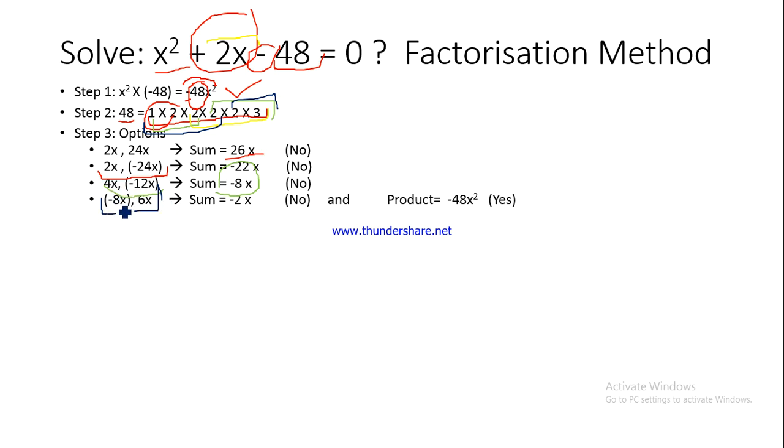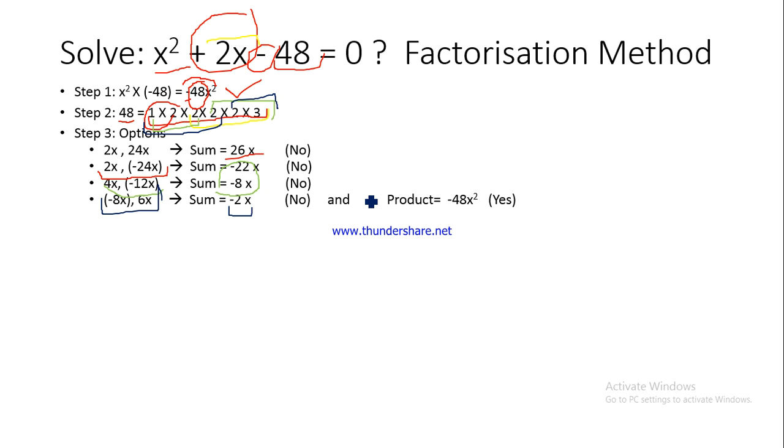I will split it in this particular fashion. I will use minus x in one of the instances. So I have used minus 8x here, and the second term, which is 6x. So in one of the instances I am using the minus sign. So now the sum will be minus 8x plus 6x, and this is minus 2x. I don't want that because my sum should have been plus 2x.